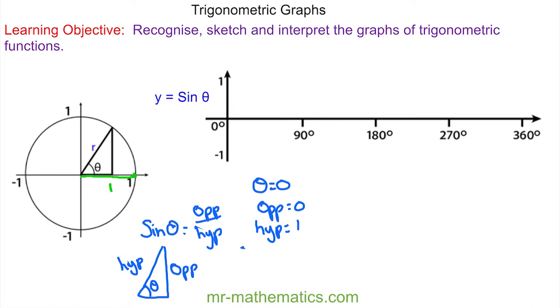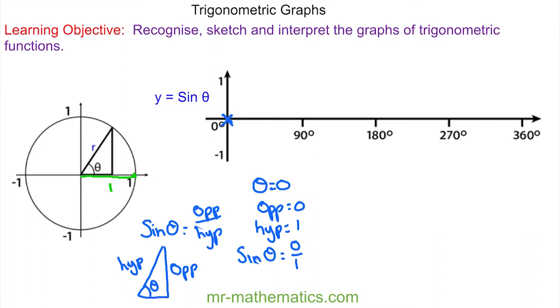So now we can work out sine of theta, which is sine 0, as the opposite, 0, over the hypotenuse, 1. And 0 divided by 1 is 0. So when theta equals 0, sine theta goes at the origin.